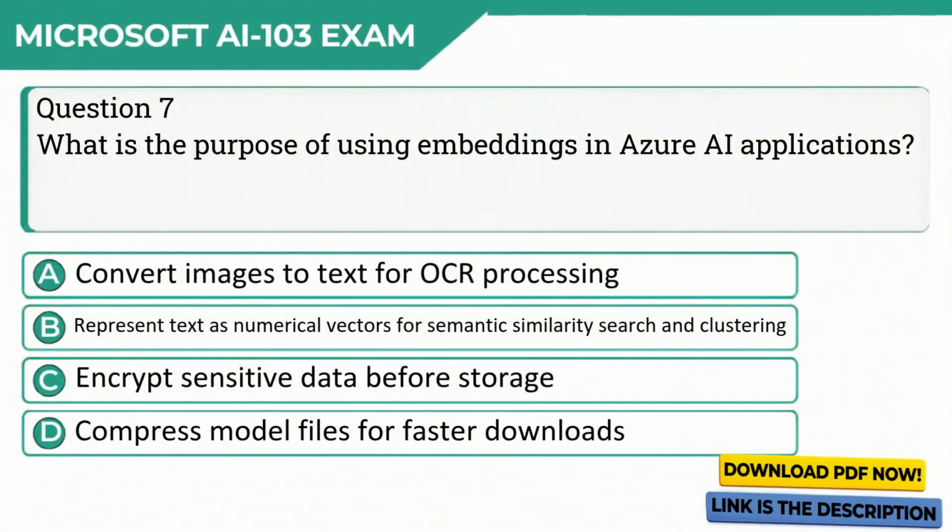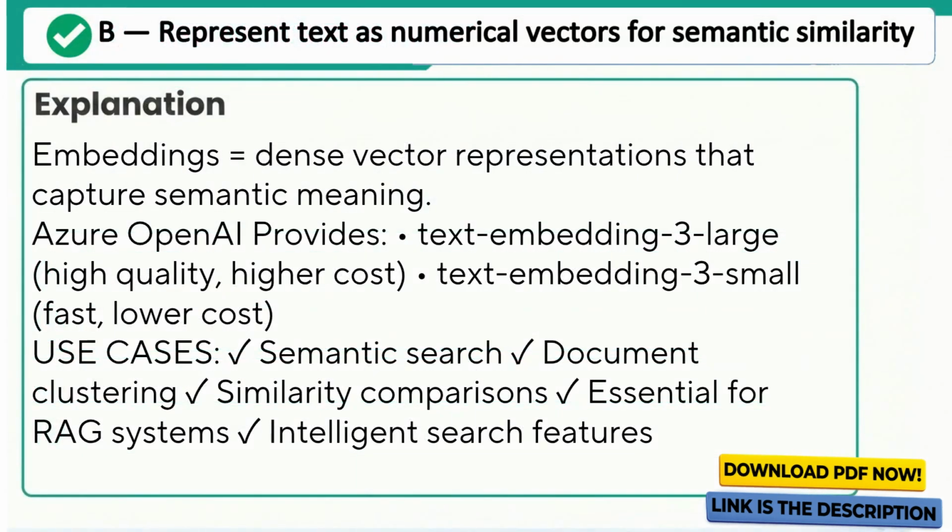Question 7. What is the purpose of using embeddings in Azure AI applications? A. Convert images to text for OCR processing. B. Represent text as numerical vectors for semantic similarity search and clustering. C. Encrypt sensitive data before storage. D. Compress model files for faster download. Correct answer, B. Represent text as numerical vectors for semantic similarity.